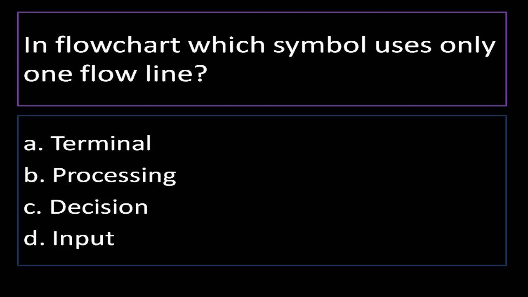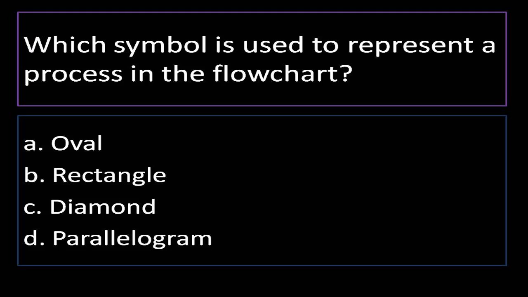In flowchart, which symbol uses only one flow line? Option A terminal, option B processing, option C decision, option D input. And the right answer is option A terminal. Which symbol is used to represent a process in the flowchart? Option A oval, option B rectangle, option C diamond, option D parallelogram. And the right answer is option B rectangle.